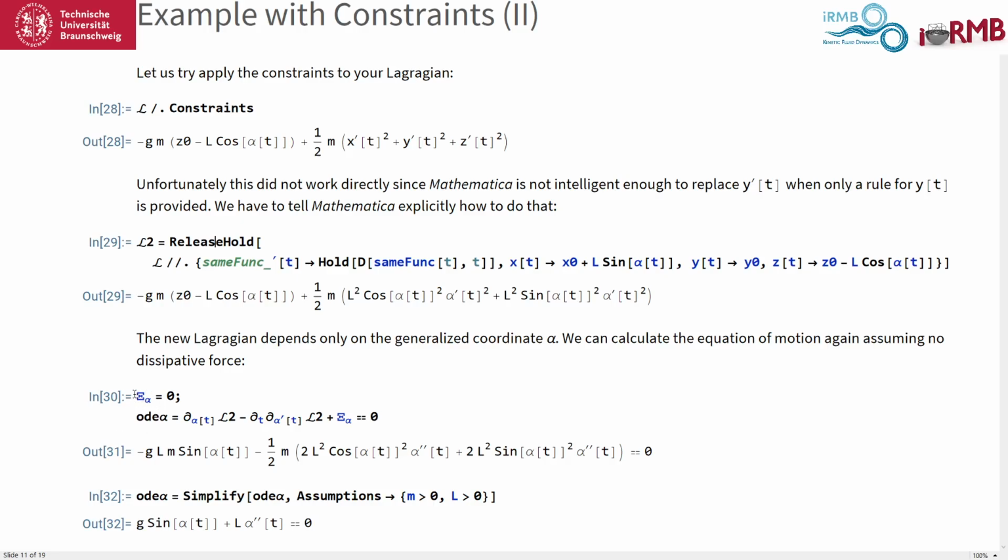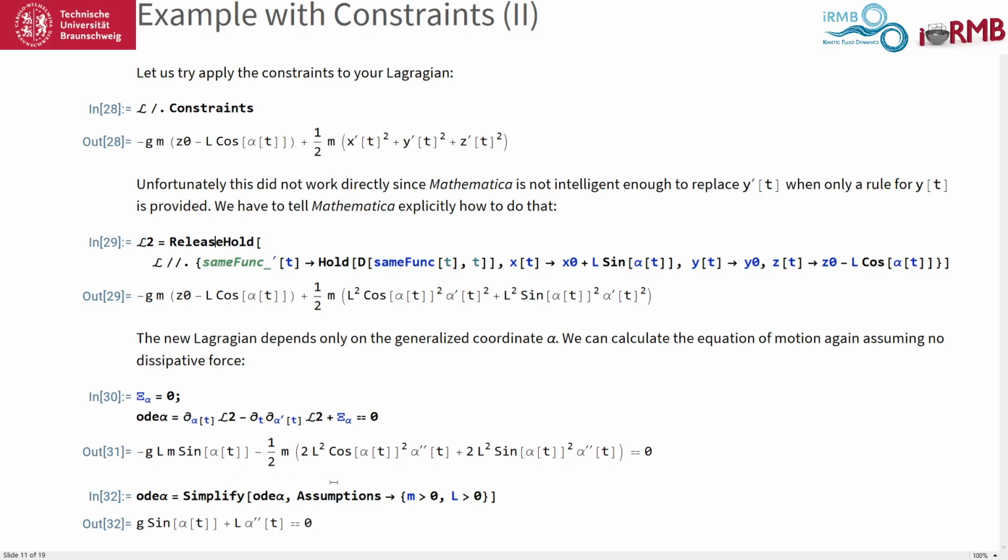So now we also have to get a force for alpha, and we set this to 0. And now we can set up a differential equation for the coordinate alpha. We started completely from Cartesian coordinates, we set our constraints, and then we get a differential equation for alpha.